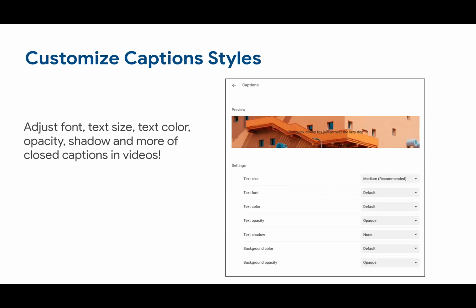We also have the ability to customize caption styles. So a few of the settings here that you can customize are the text size, text color. You can adjust the font, shadow, opacity, and background colors.